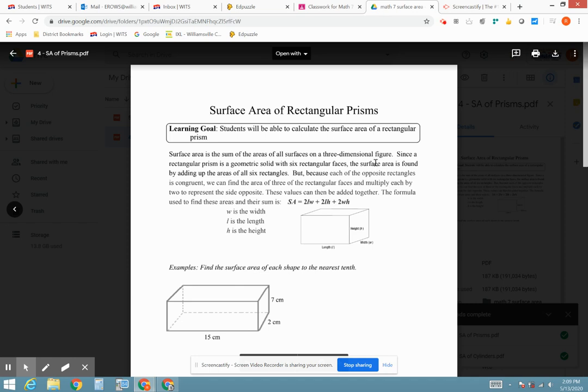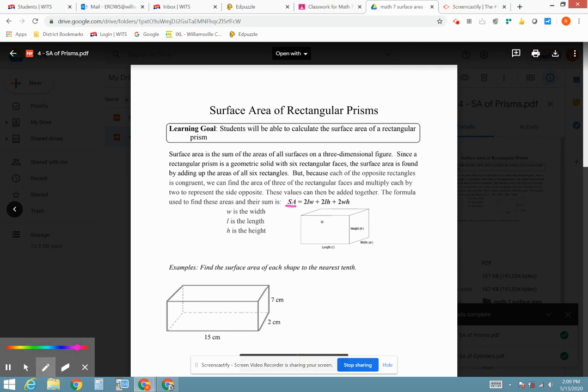Hello, today we're talking surface area. Surface area is the total area of all the surfaces. So in a rectangular prism, there's 6 surfaces. So we would find the area of the top, the bottom, the front, the back, the left, and the right sides, and then add them all up. So that would give us this formula here.